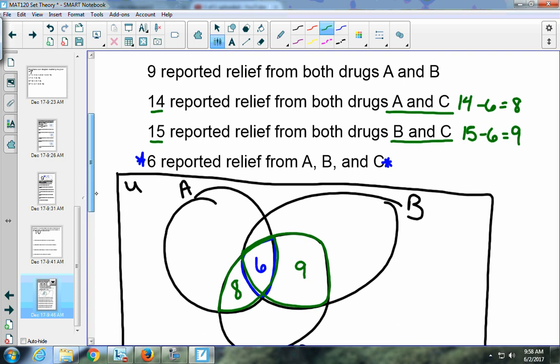If we look up at that next overlap between 2 pieces, they tell us that 9 people reported relief from drugs A and B. That is represented by these 2 sections, the overlap between our circle A and our circle B. That number 6 is already in that overlap. So just like before, we do 9 minus 6, which gives us 3.